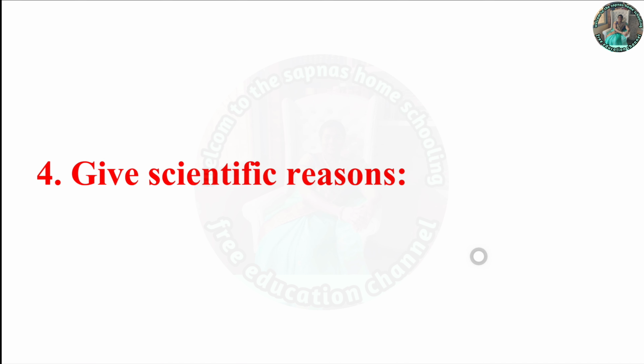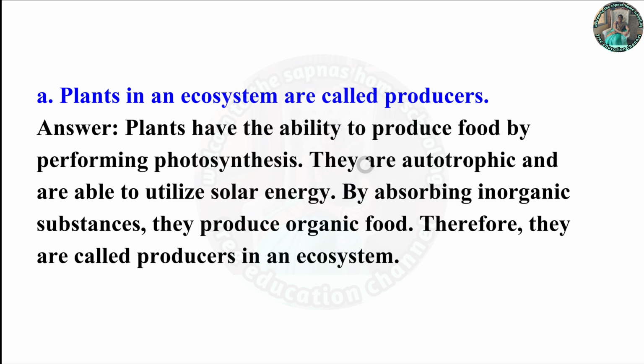Give scientific reasons. Plants in an ecosystem are called producers. Plants have the ability to produce food by performing photosynthesis. They are autotrophic and are able to utilize solar energy. By absorbing inorganic substances, they produce organic food. Therefore, they are called producers in an ecosystem.